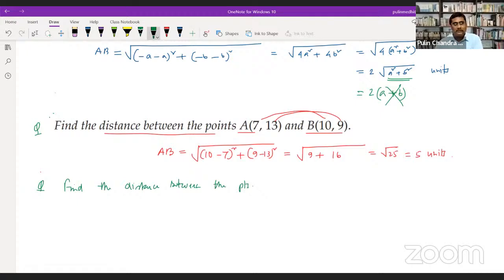Find the distance between the points A, suppose it is (0, minus 4 sine theta), and B, it is (4 cos theta, 0). So you have to find the distance between these two points.